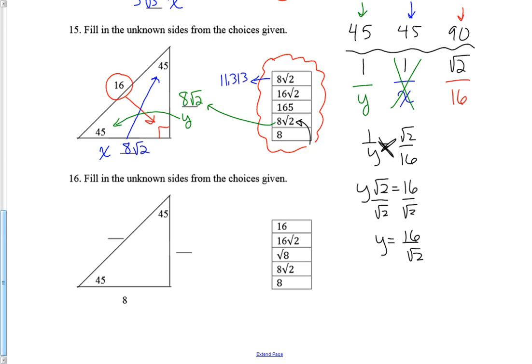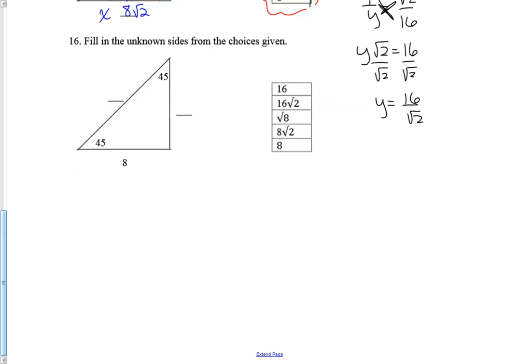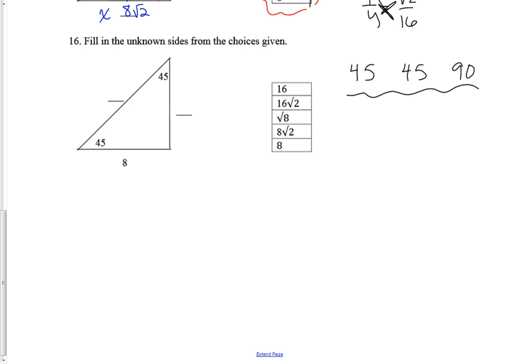Moving on to number 16. Again, we have a 45, 45, 90 triangle. So we're going to start with our ratios. 45, 45, 90. Under the 45 is a 1, under the 45 is a 1, and under the 90 is a square root of 2. I'm going to place the 8 across from the 45. So I choose one of the 45s, and I make a fraction with the 1 under the 45.